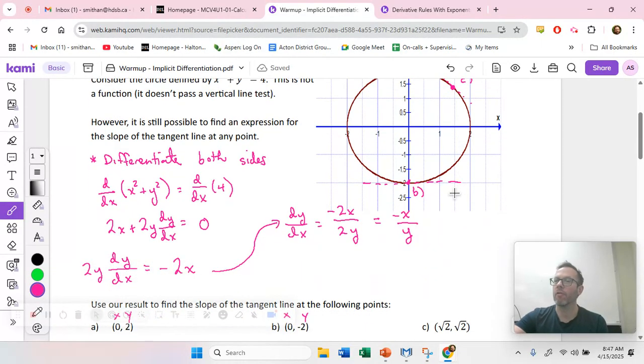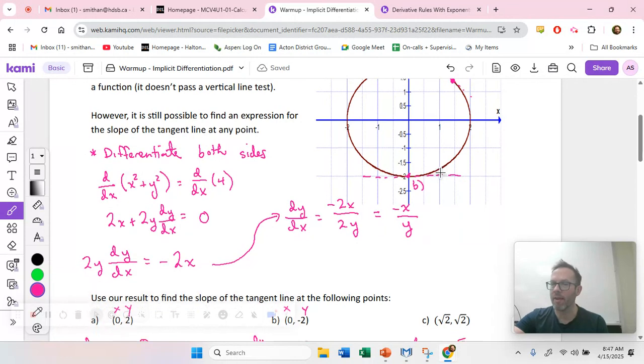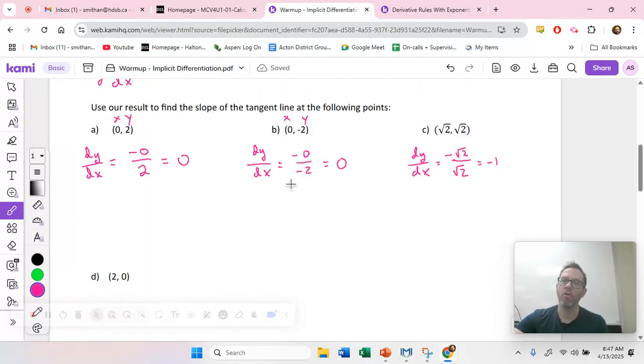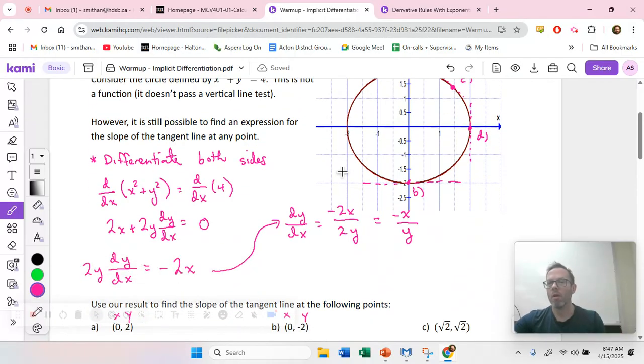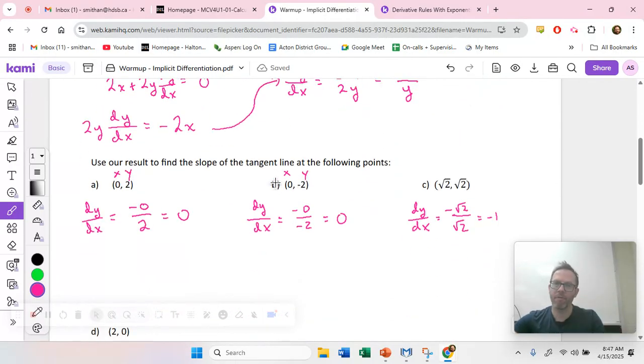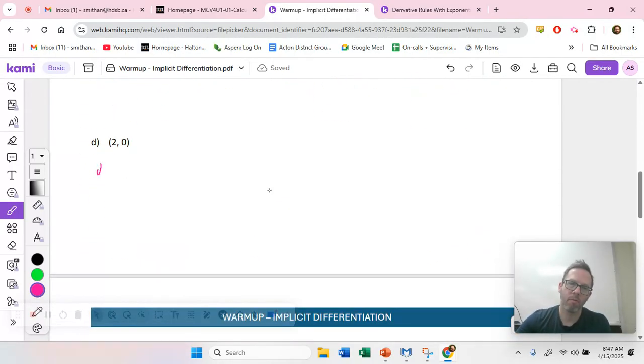And then this expression even checks out when the slope of the tangent line is undefined. So at 2, 0, where the point is here, the slope of the tangent line is undefined since it's a vertical tangent line. Our derivative still works, because if we take the negative of x, negative 2 over 0, this is undefined. It works. You guys convinced? Very cool. It's called implicit differentiation.